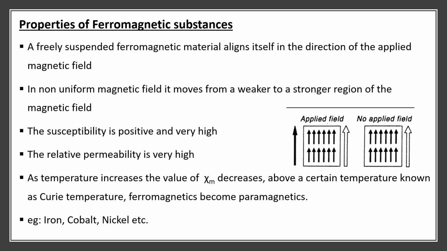That is, in the case of ferromagnetic materials, as the temperature increases, the susceptibility decreases, and above a certain temperature, the ferromagnetic material becomes paramagnetic. This temperature is known as the Curie temperature. Examples of ferromagnetic substances are iron, cobalt, nickel, etc.